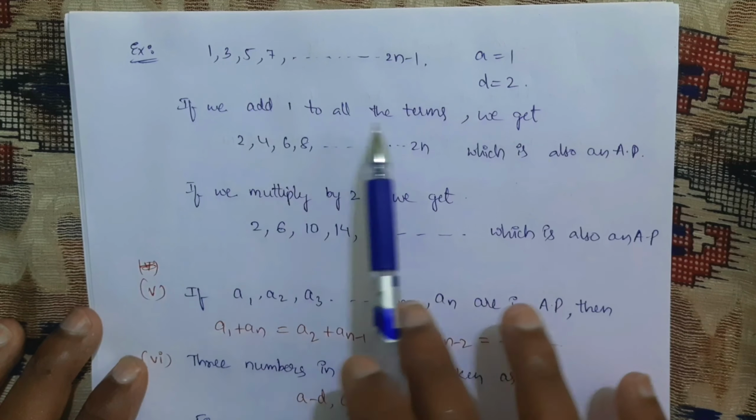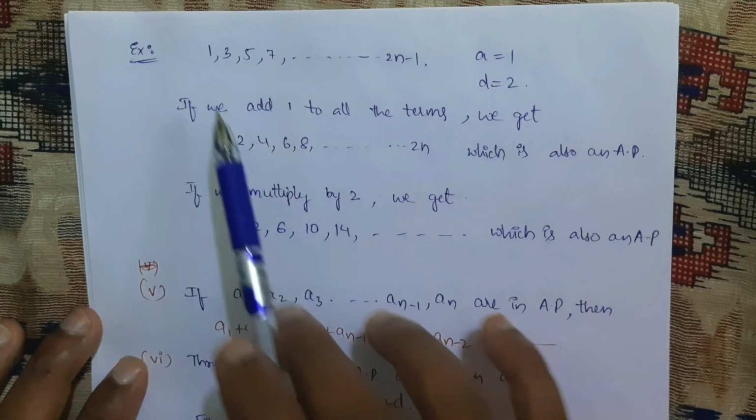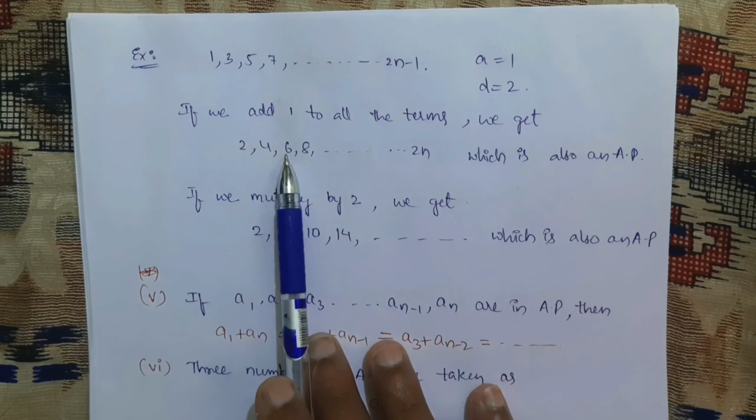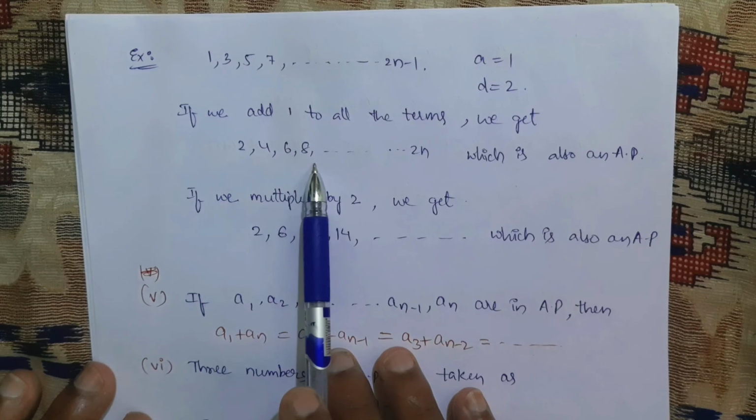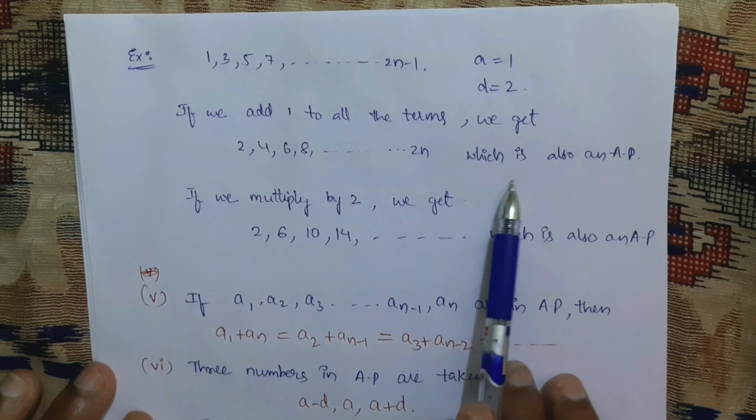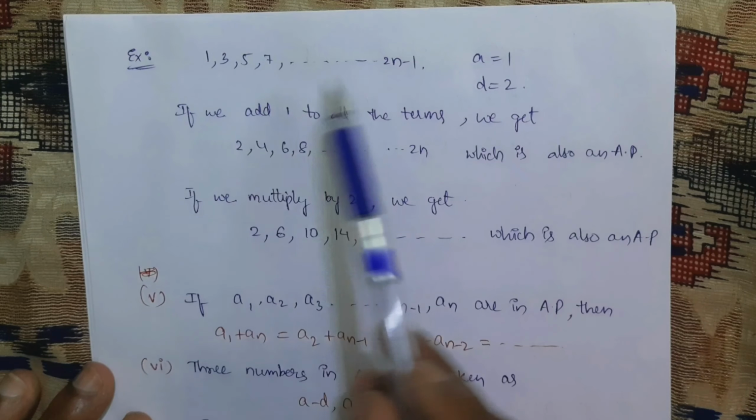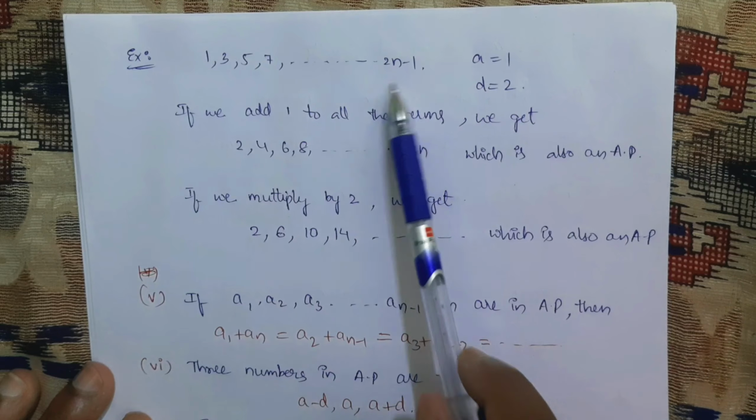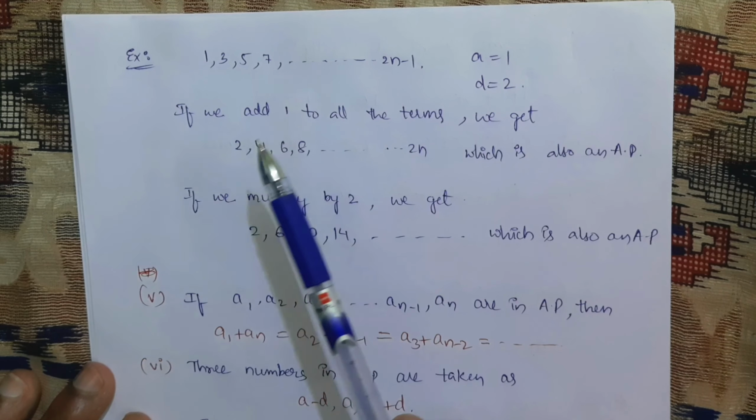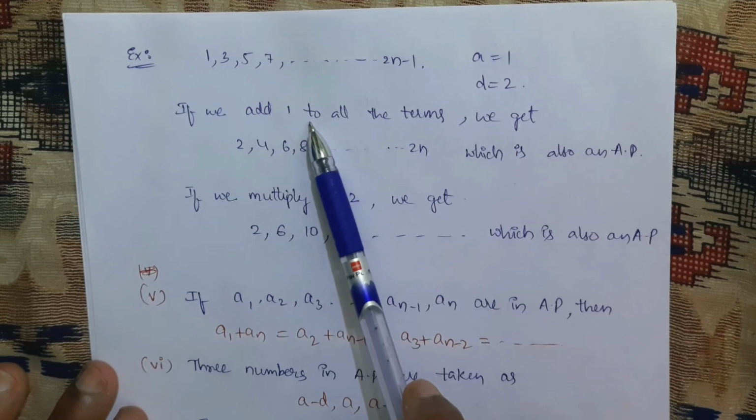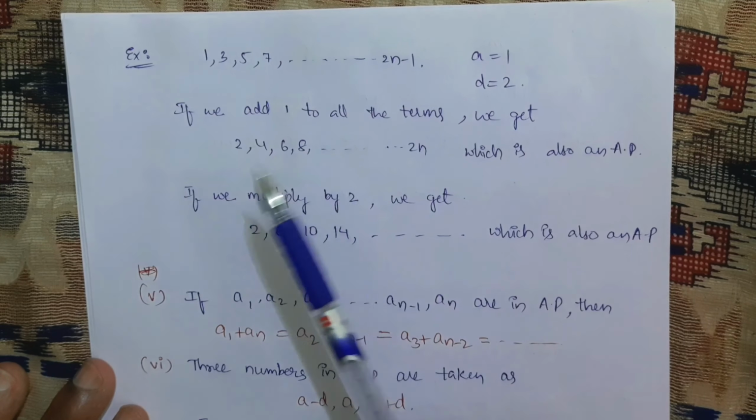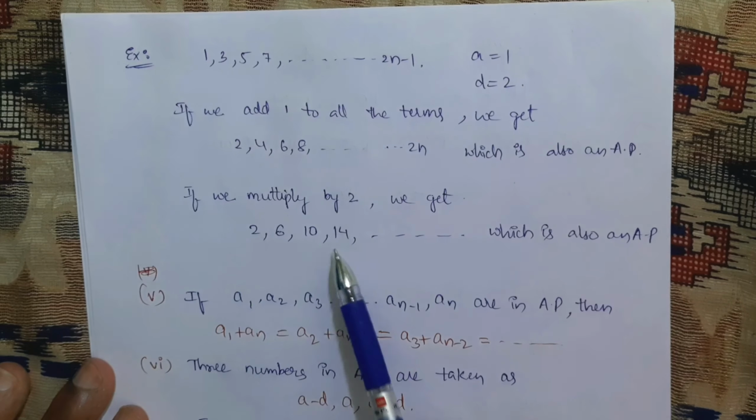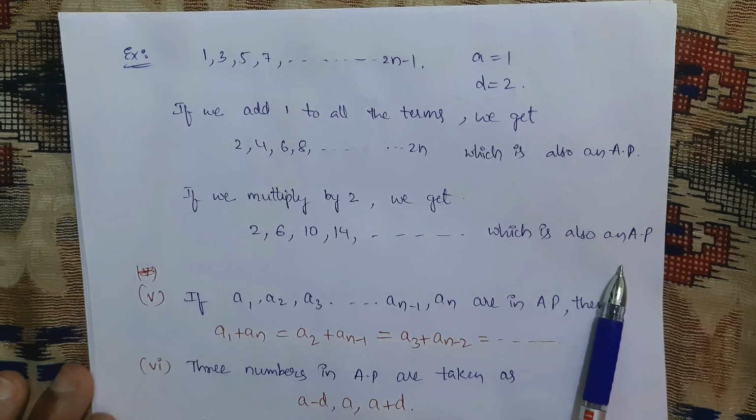Next, here the small a represents the first term. If we add 1 to all the terms, we will get 1 plus 1 is 2, 3 plus 1 is 4, 5 plus 1 is 6, and 7 plus 1 is 8, and so on up to 2n, which is also an AP. That means if an AP series is there, and we add any constant number to all the terms, the resultant is also an AP. Again, if you multiply by any constant number, that sequence will also be in AP only.